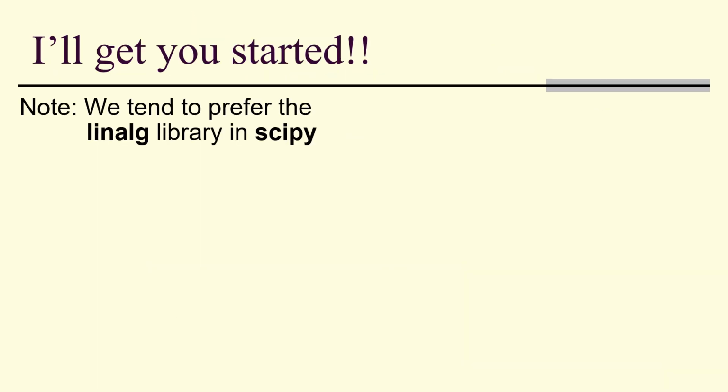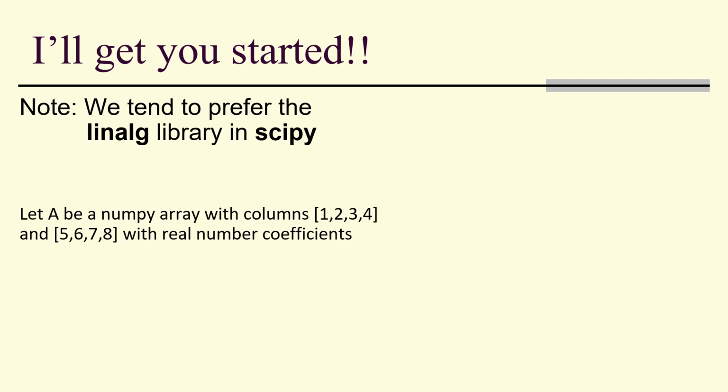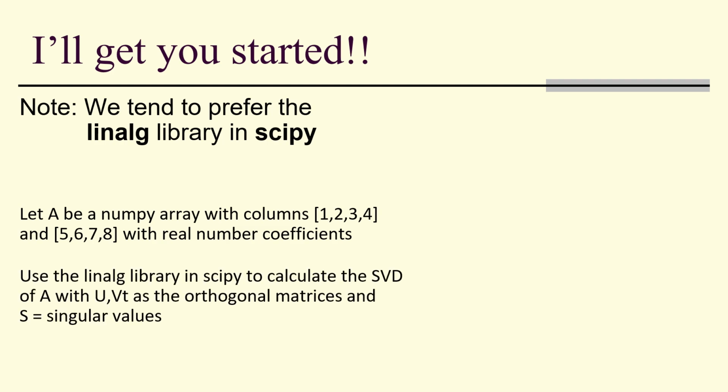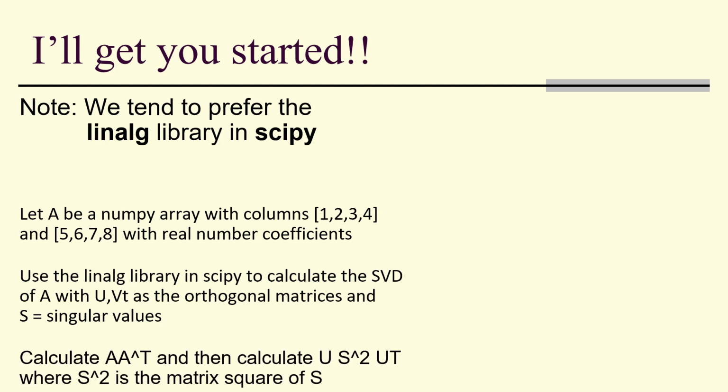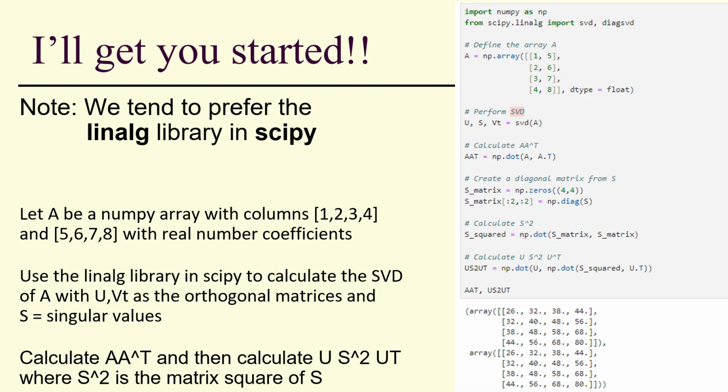Now, just a note, we tend to prefer the linear algebra library in SciPy to the linear algebra library in NumPy. So here are my prompts. Let A be a NumPy array with columns 1, 2, 3, 4, and 5, 6, 7, 8 with real number coefficients. Use the linear algebra library in SciPy to calculate the singular value decomposition of A, where U and V transpose are the orthogonal matrices, and S denotes the singular values. Calculate A transpose, and then calculate U S squared U transpose, where S squared is the matrix square of S. And here is our result.